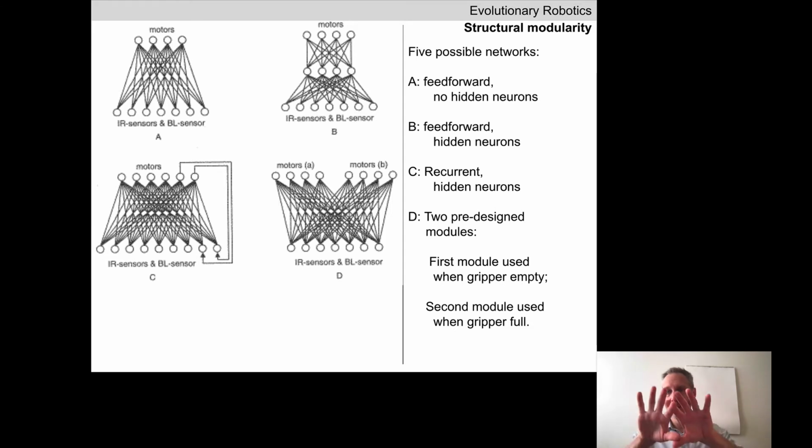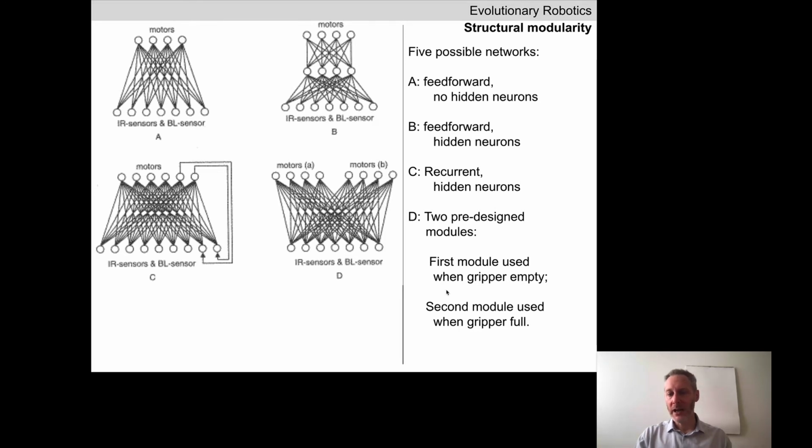But they are imposing modularity. They're breaking the task into 2 pieces. And you'll notice, if you look carefully, there are two networks in here. One network takes all the sensor values and sends them to this set of motor neurons. The second neural circuit, again, takes all sensor values and sends them to these 4 motor neurons. If the robot's gripper is empty, these 4 motor neurons take control of the robot. If the gripper is full, these 4 motor neurons take control of the robot's behavior.